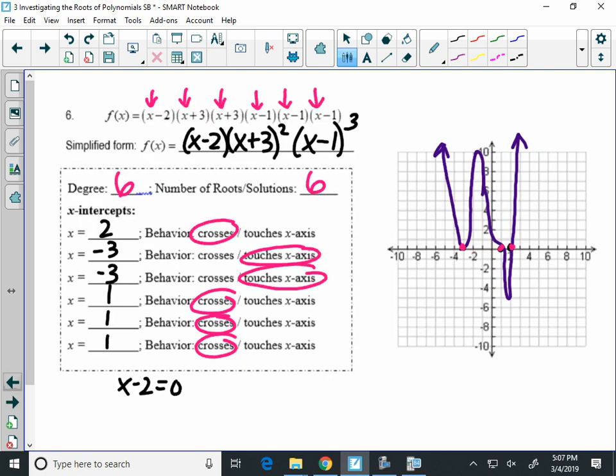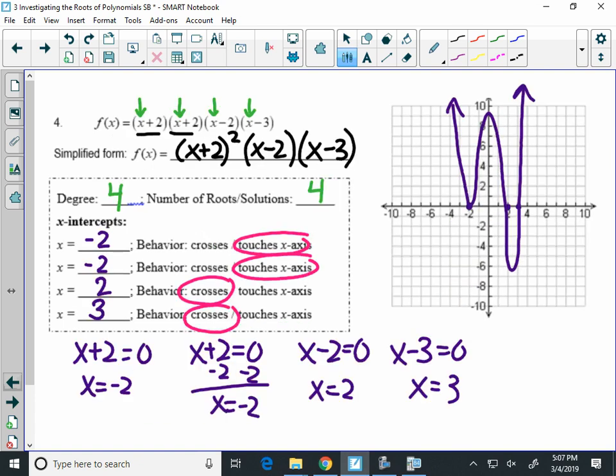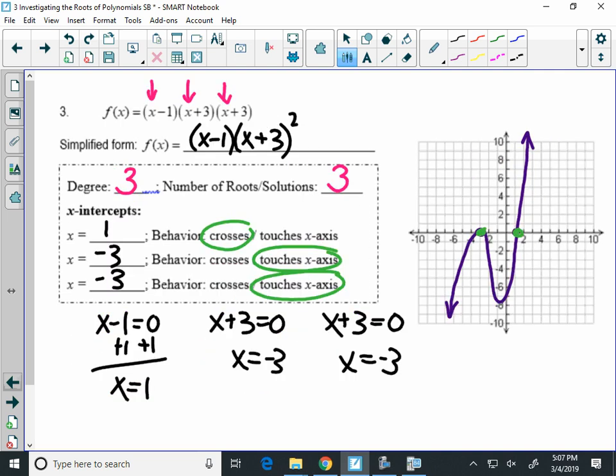Now, for example, when I looked here at 6, I had 6 total solutions, but were they all unique? Were they all different? Well, no. 2, negative 3, and 1 are only 3 different numbers, but I had 6 roots. Some of them repeated themselves. Same thing for all of these here. Looks like with degree 5, this problem, I had 2 unique roots. For degree 4, I had 3 unique roots. And degree 3 had 2.